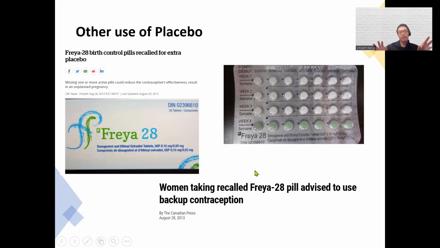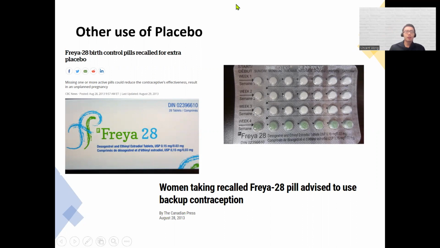Now let me give you an example of a placebo outside of an experiment. Like, we actually have placebos that are important in other contexts other than experiments. So this has nothing to do with research. This has nothing to do with testing new drugs.